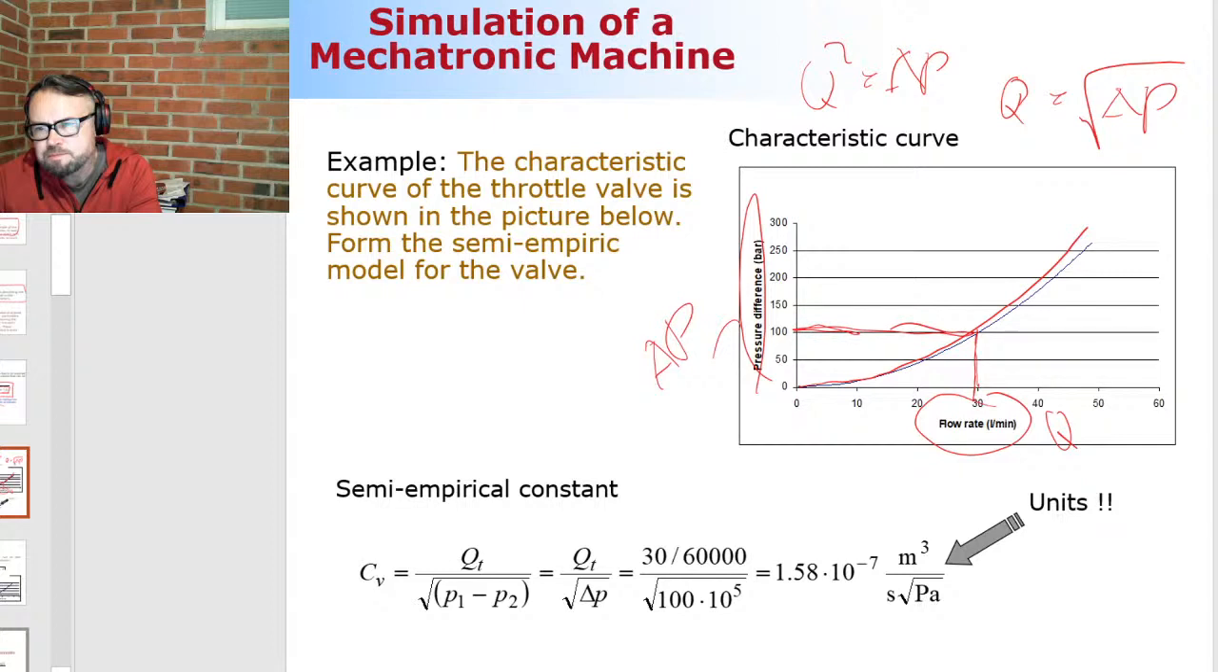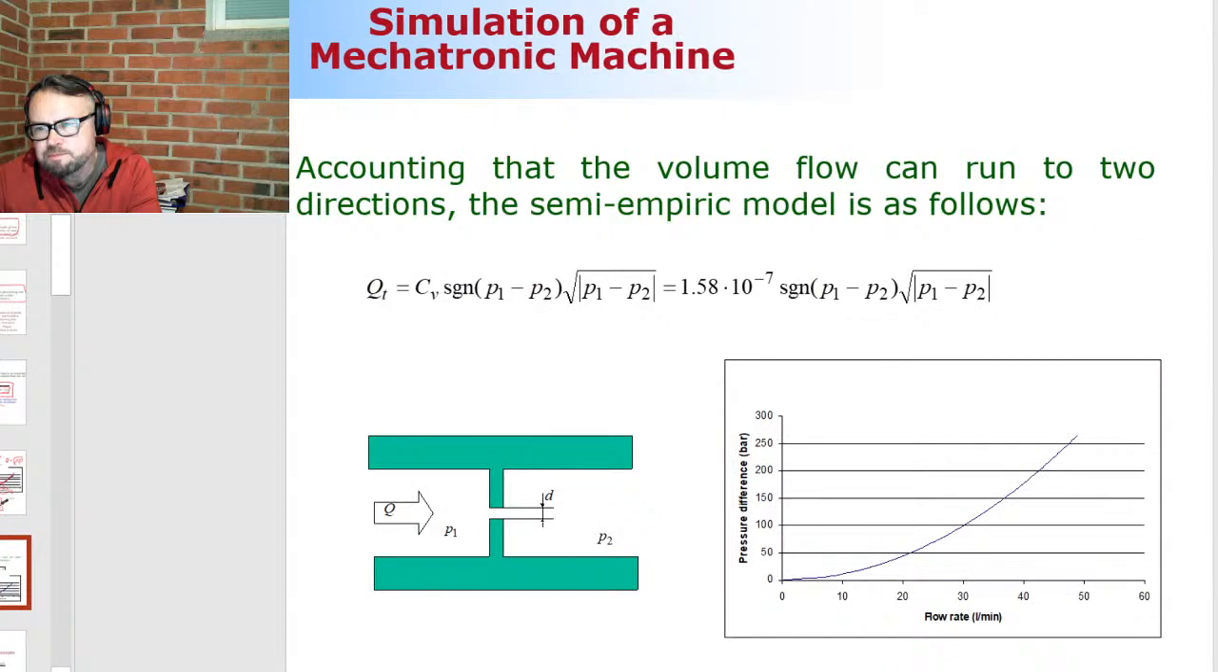So substituting that information into this simple equation, where this is a pressure difference and this is a flow rate, that gives you the semi-empirical parameter. And then you're ready to model the system. How the model eventually looks like is this.